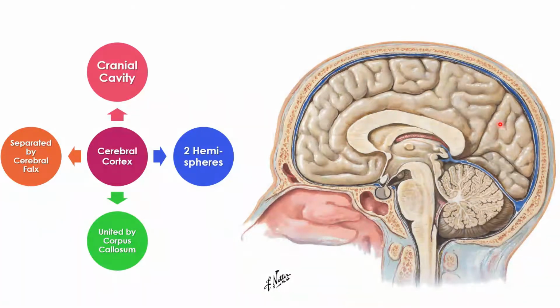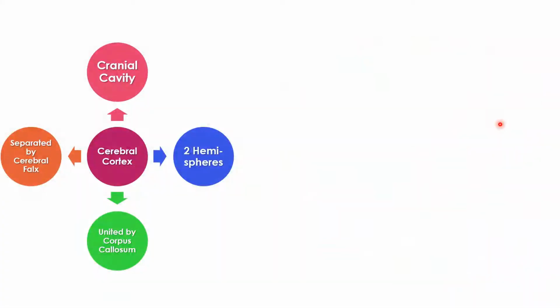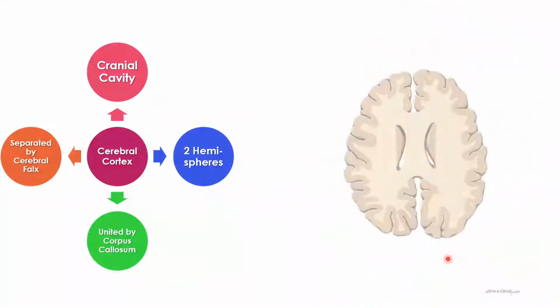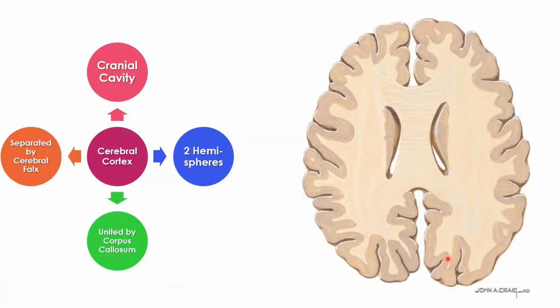The cranial cavity houses the cerebral cortex, and the cerebral cortex is divided into two hemispheres. You can see in this image that the cerebral cortex is divided into two hemispheres, and in between them is a fissure, a groove, called the longitudinal fissure. The two cerebral hemispheres are united together by a communicating network of white matter, known as the corpus callosum.